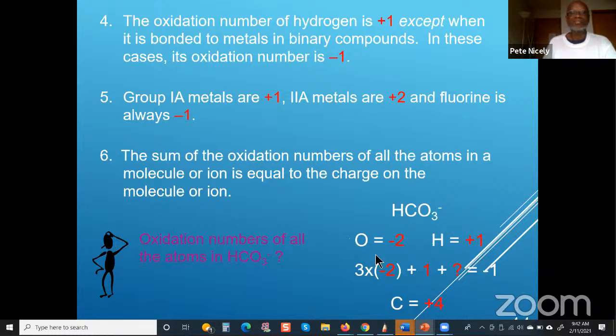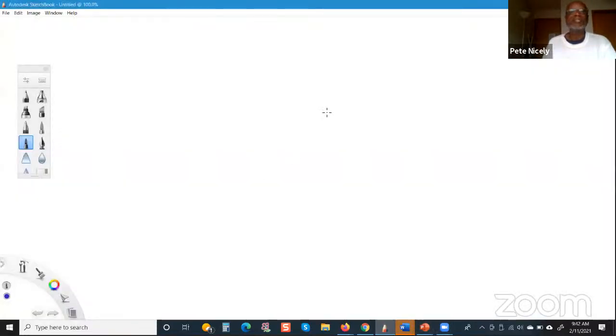In the case of a molecule, the sum of the oxidation numbers will be equal to 0. So let me do another example so that you get a better feel for how this is done. Let's say you're asked to find the oxidation number of chromium in this compound, K2Cr2O7, all right? Let's say you're asked to determine the oxidation number of the chromium here.